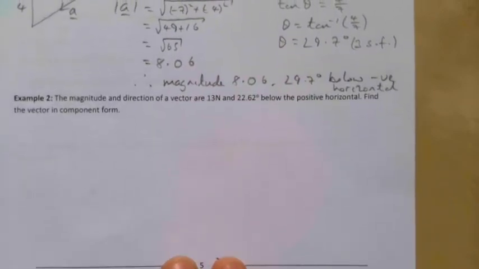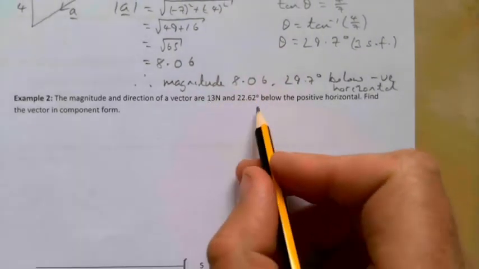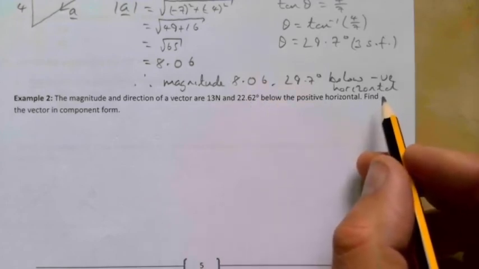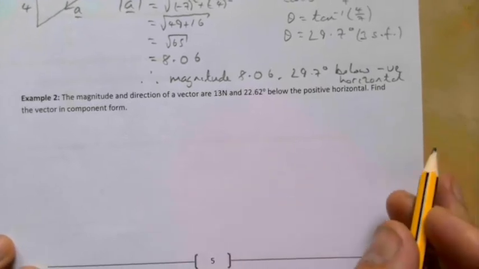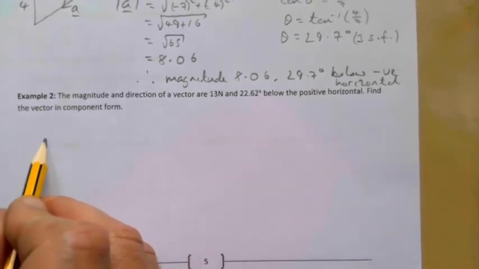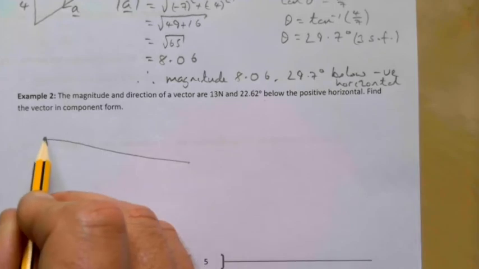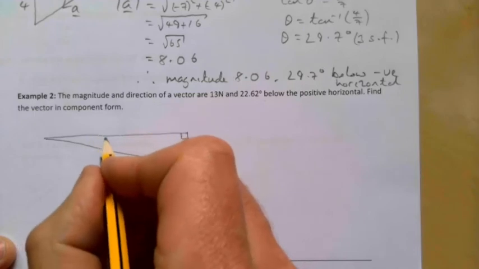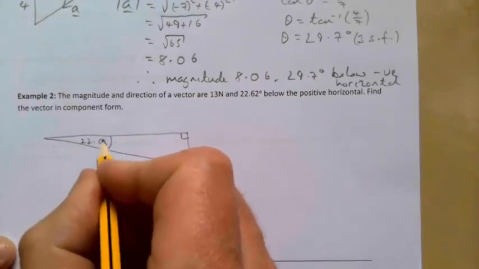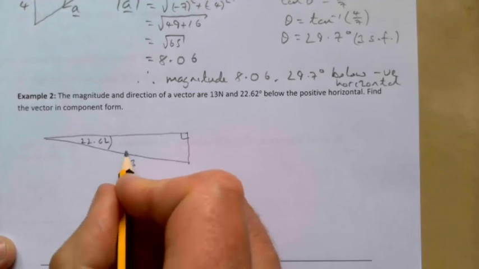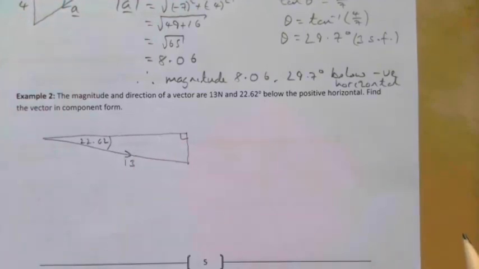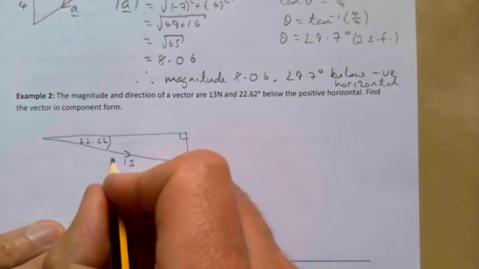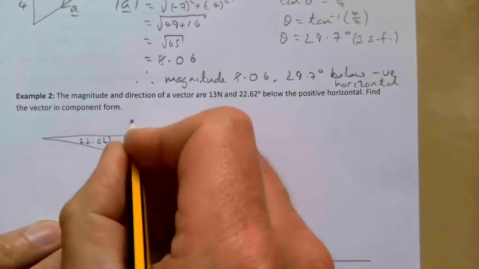Example 2: the magnitude and direction of the vector are 13 and 22.62 degrees below the positive horizontal. Find the vector in component form. So this was pretty much this question backwards. We know it's going at 22.62 degrees below the horizontal. That's my horizontal there. So that's 22.62, and we know then that is 13. So we have to set this up. That's going to be our H, that's our O, and that's our A.